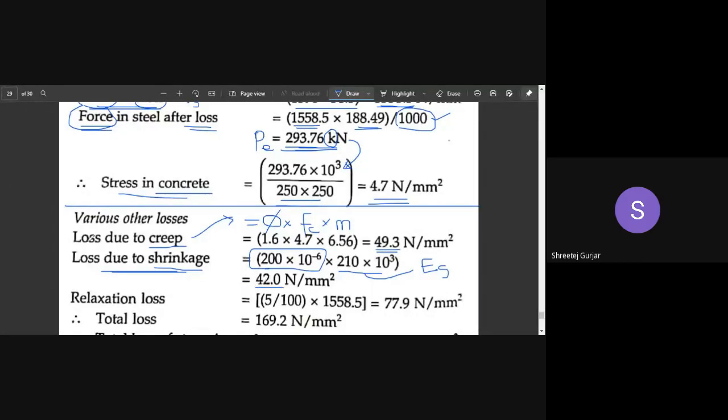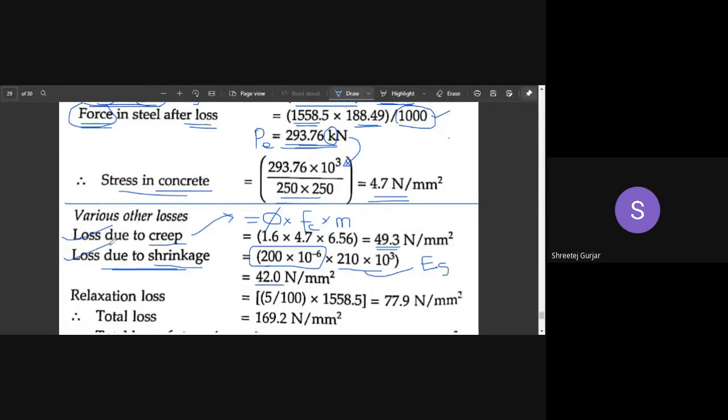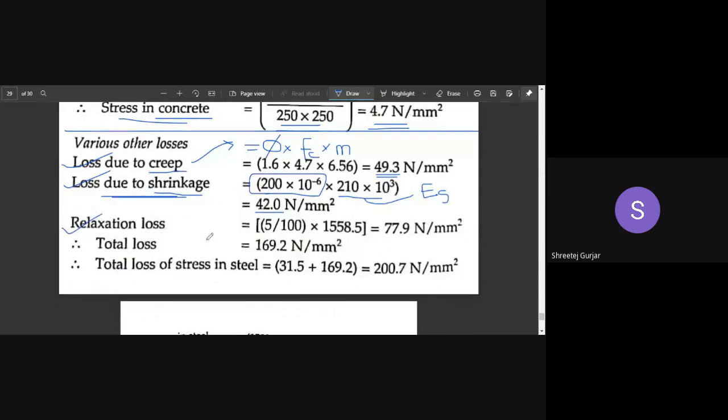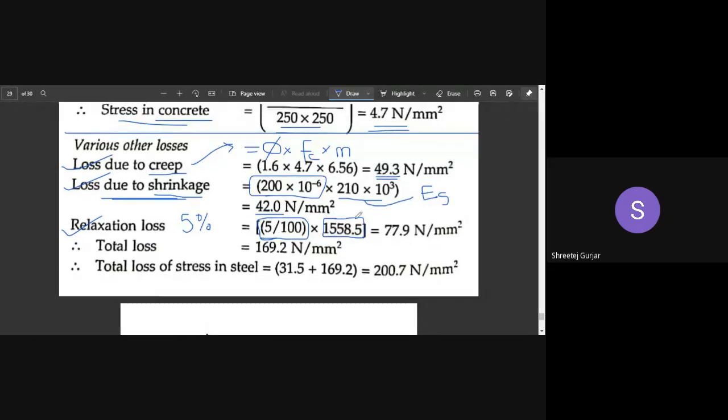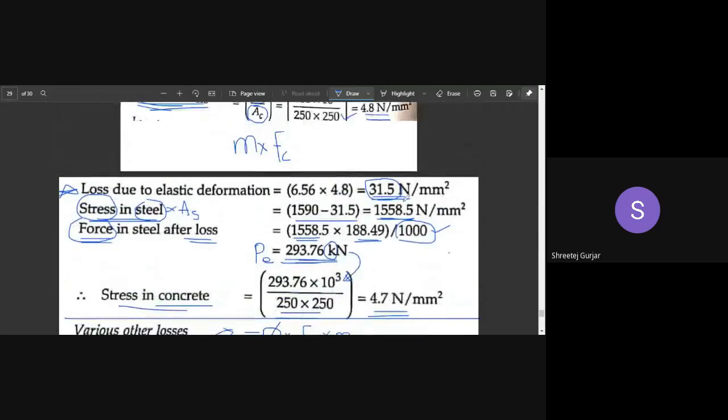So loss due to creep is over, loss due to shrinkage is over. Now relaxation loss. For relaxation loss, they have told us to consider 5%. 5% of what? 5% of the initial stress in steel. So 5% meaning 5 by 100, multiplied by the stress in steel after your elastic loss, that is over here, 558.5.